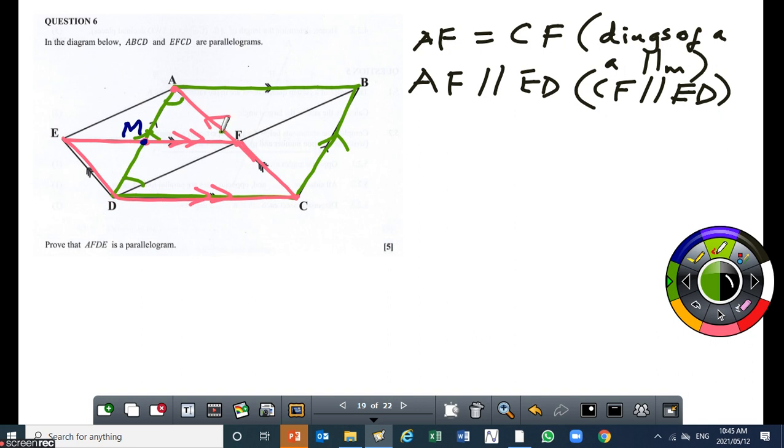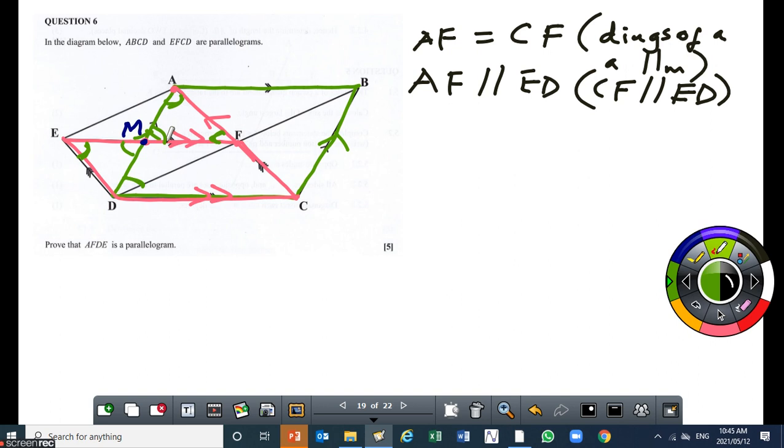Also, this angle here is going to be equal to that angle. Furthermore, I've got this angle being equal to that, and this angle here is equal to that angle because they are alternate. At the same time, I also have vertically opposite angles, so this angle is going to be equal to that angle. Right, so let me start by saying AF is equal to ED, because of that.